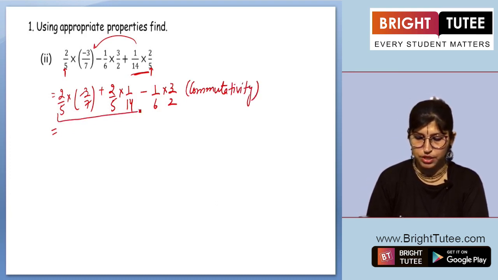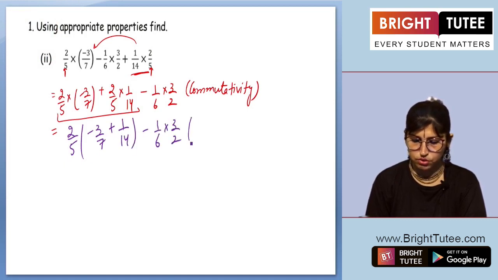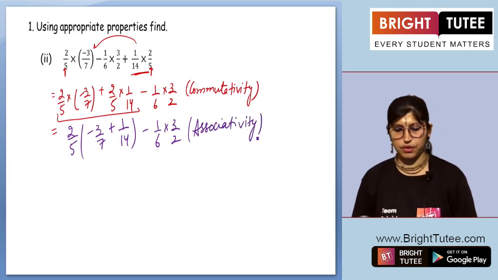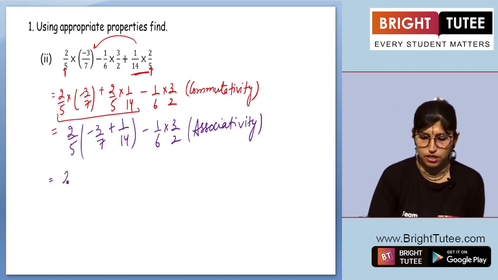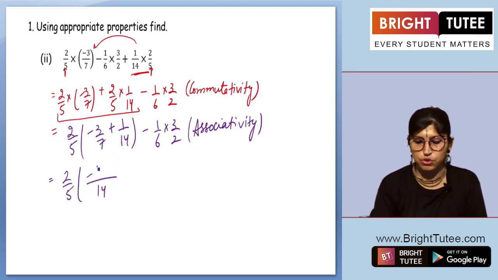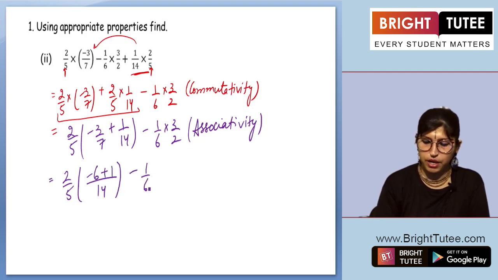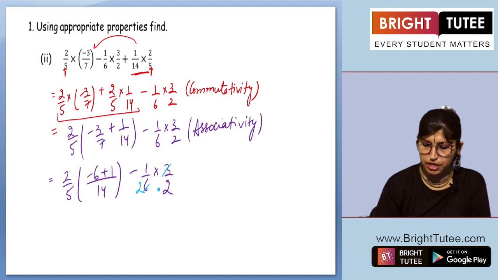Out of these two we'll take 2 by 5 common. So we are left with minus 3 by 7 plus 1 by 14 minus 1 by 6 into 3 by 2, and we can write it as associativity, which we used over here. Now minus 3 by 7 plus 1 by 14, we take the LCM and we get 14. 14 divided by 7 is 2, minus 3 times 2 is minus 6, plus 1, minus 1 by 6 into 3 by 2. Now we can cancel this out and we'll be getting 2.